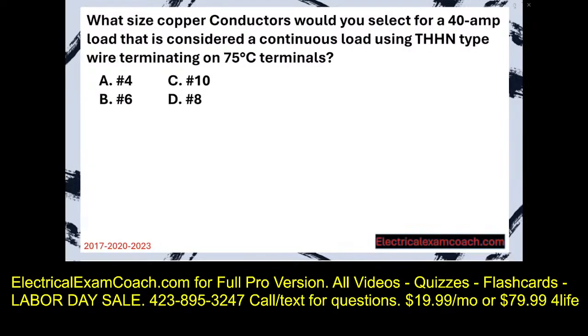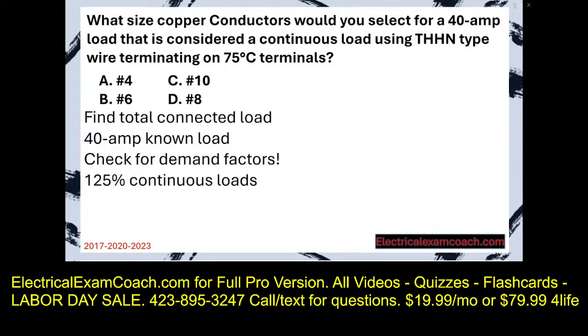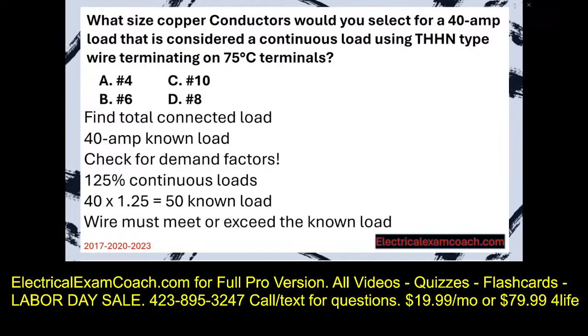What size copper conductors would you select for a 40 amp load that's considered a continuous load, using THHN type wire terminating on 75 degree C terminals? Step 1, find the total connected load. In this case, our starting known load is 40 amps. Well, we have to check for demand factors, but they've already let us know that it's going to be considered a continuous load. We take our original known load, multiply it by 1.25, and that gives us a new known load of 50 amps. And all of our wire must meet or exceed the known load.